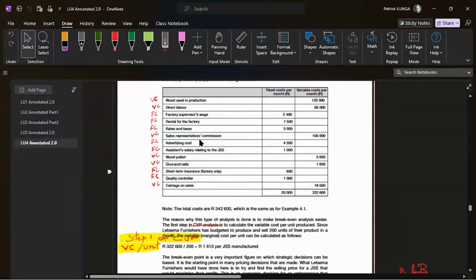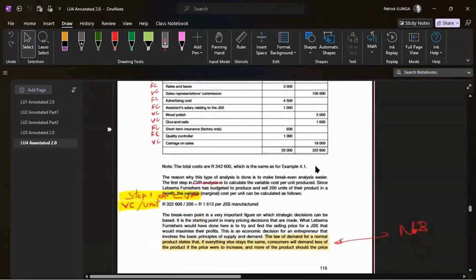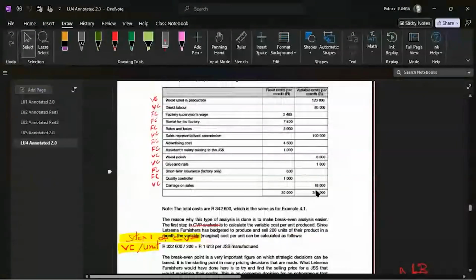Sales representative commission, it's a variable cost. It's dependent on how many units you manage to sell. The commission of a sales representative, salespeople, right? It's always based on the volume. Wood polish, glue, nails, variable cost, variable cost. Why did we do this? So that we can find what is the total of the variable cost, what is the total of the fixed cost, and what is the total of everything? Variable plus fixed cost.